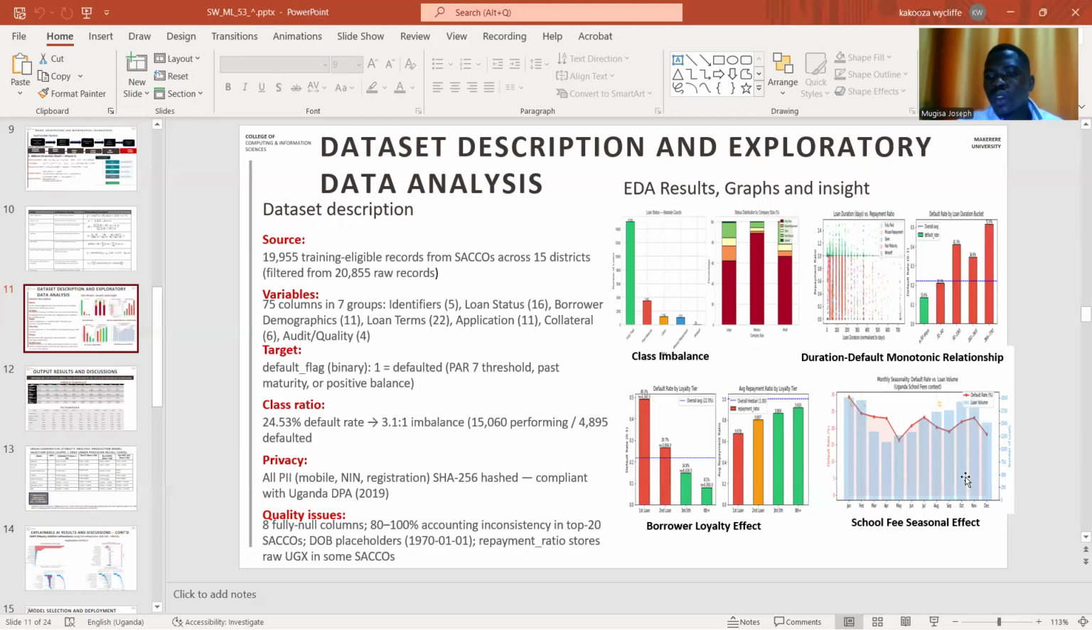default rate. And then we also captured what we call the school fees effect, where in months when students are about to go back to school, people borrow a lot of loans, and the default is also high. This one gave us insight to engineer a new column, the is school fees months column, which has a very high SHAP explainability value.